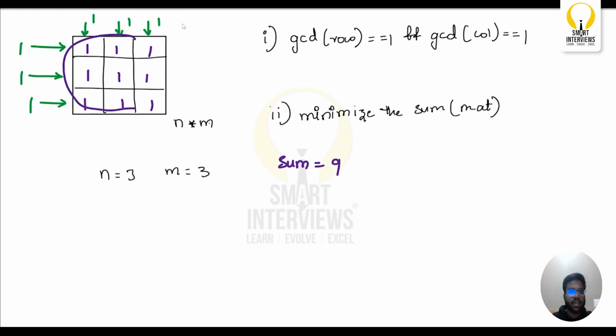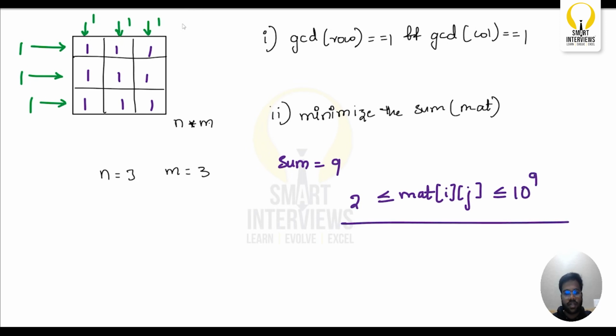But can we generate a matrix like this with all ones? No. Why? Because they told you in the problem statement that all the matrix elements, which is mat of ij, should be greater than or equal to 2 and less than or equal to 10 power 9. That means we cannot consider 1 in the matrix. So clearly this is not a valid matrix.